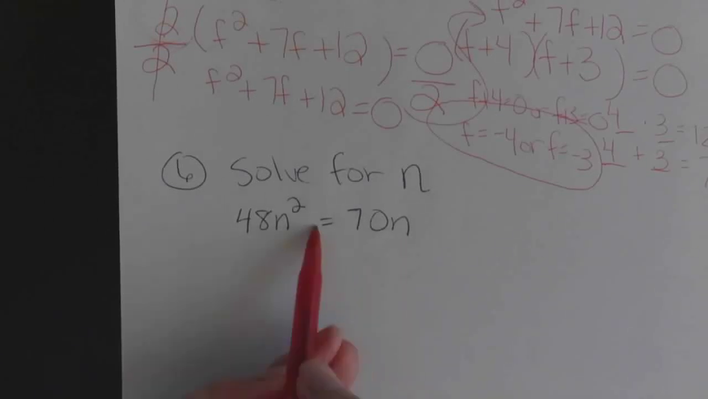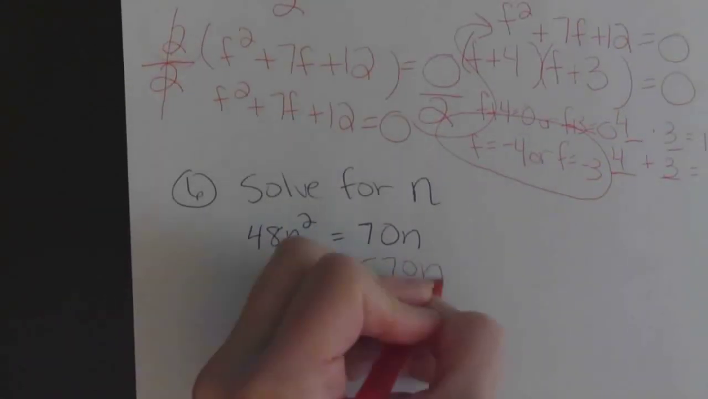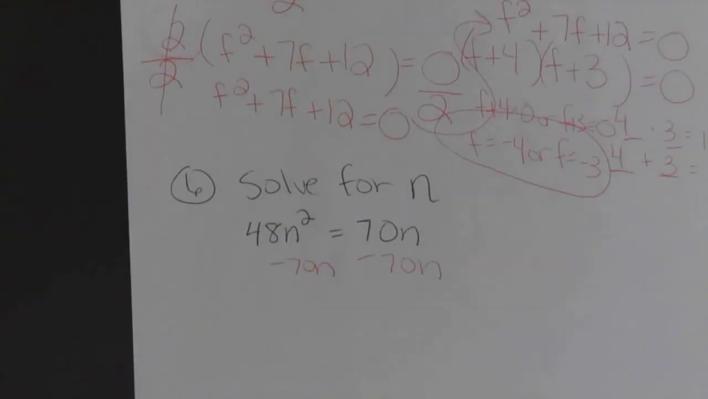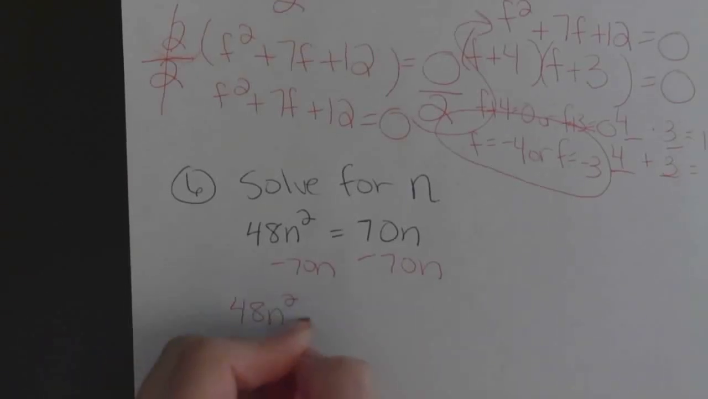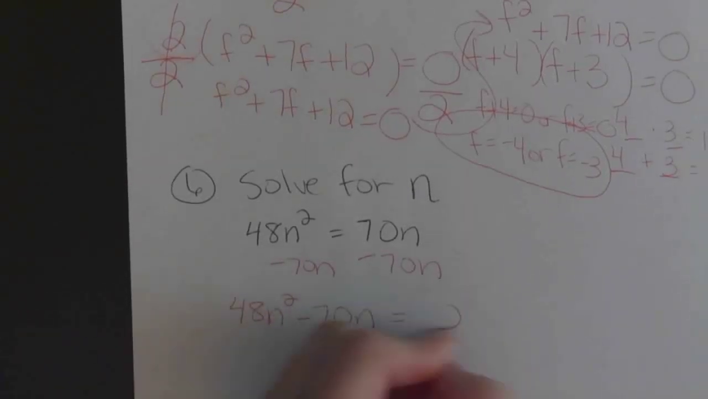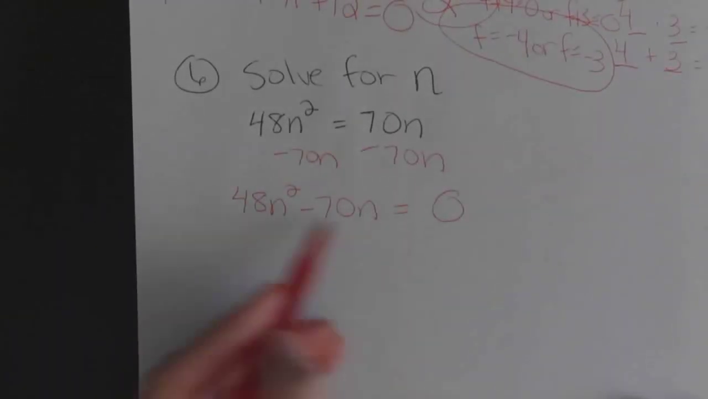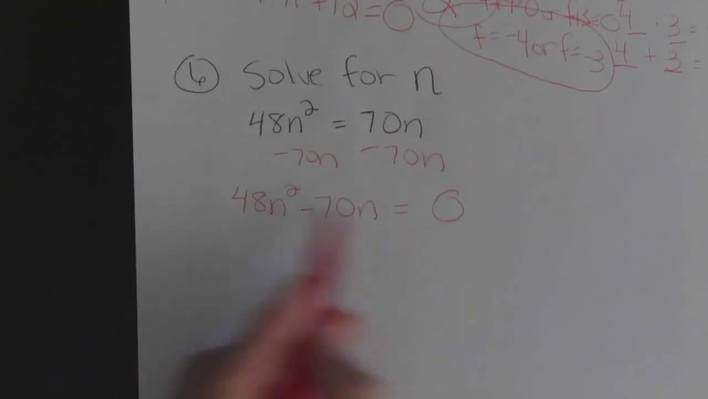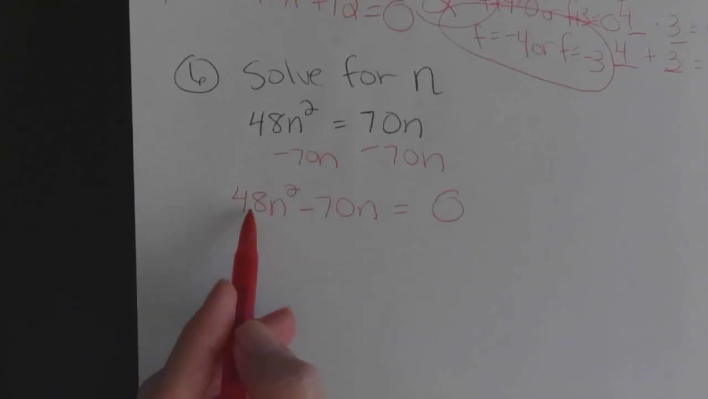Okay, last one that I saw on IXL up above 80. Solve for n. Again, a little bit mismatched in the way it's written. We've got 48n squared equals 70n. So the first thing we need to do is move it over here so this is 0. So let's subtract 70n from both sides. That's going to give us 48n squared minus 70n equals 0. And that's what we want.